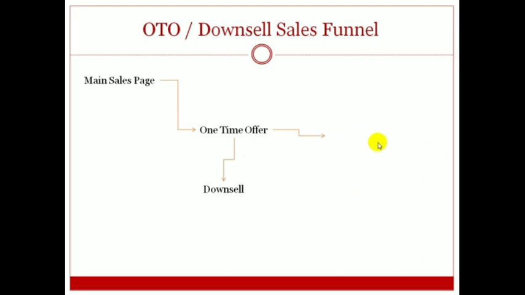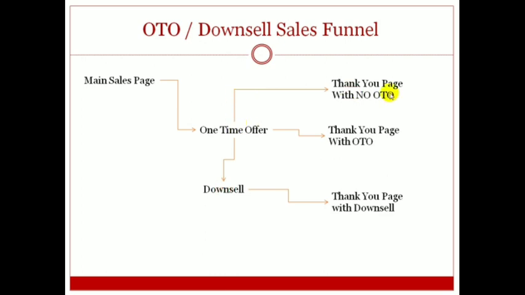So you're going to need to have 3 different thank you pages. So main sales page, one-time offer, thank you page with the one-time offer. If they say no and then they purchase the downsell, then they are going to be sent to a thank you page with the downsell. You don't want to forward them to a thank you page with the OTO unless they paid for that. Now, if they click no to the downsell, then they're going to be forwarded to the thank you page with no one-time offer or downsell. So it's just going to be the basic funnel from main sales page to thank you page.